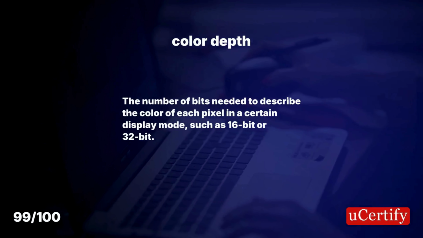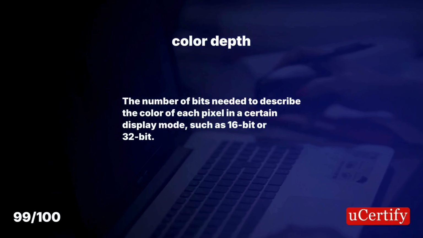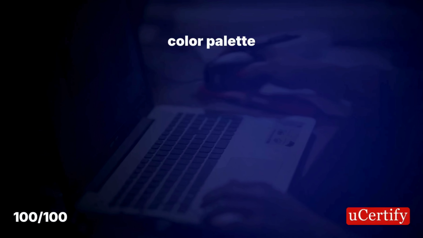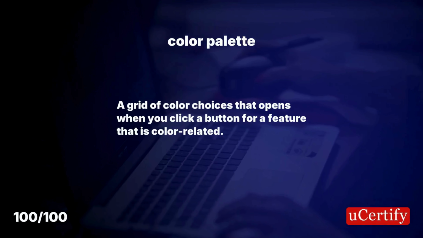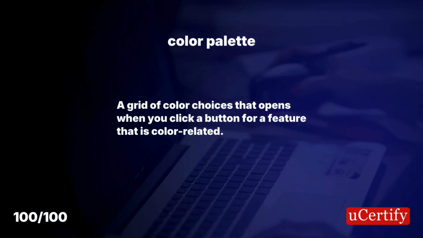Term: color depth. Definition: the number of bits needed to describe the color of each pixel in a certain display mode, such as 16-bit or 32-bit. Term: color palette. Definition: a grid of color choices that opens when you click a button for a feature that is color-related.